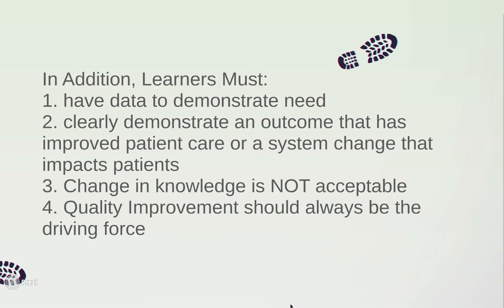You also need to have data that demonstrates a need. So that means you have data that says you have a lot of transfers at your facility. You have data that says you have a lot of HAPIs or CAUTIs, increases in urinary tract infections, increases in central line infections. It doesn't have to be a huge change, but you definitely want to know that you can make an improvement on what is actually occurring.